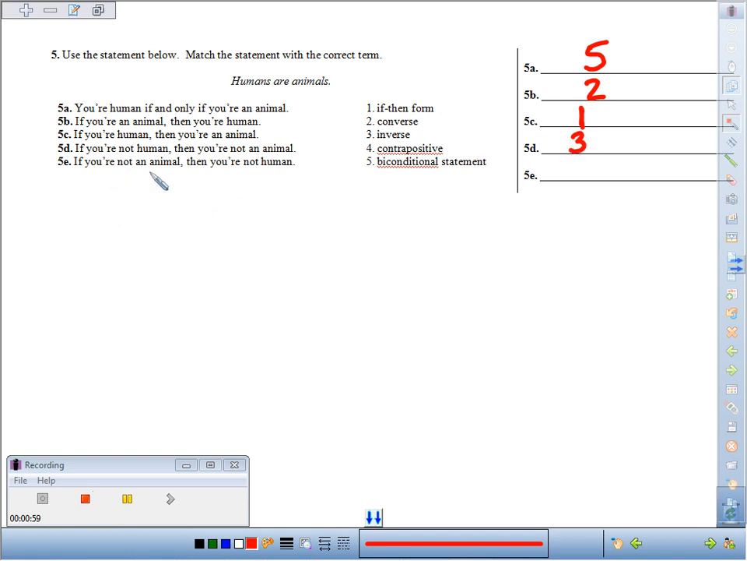And 5E, if you're not an animal, then you're not human. So we took the converse and we negated the converse. That would be your contrapositive.